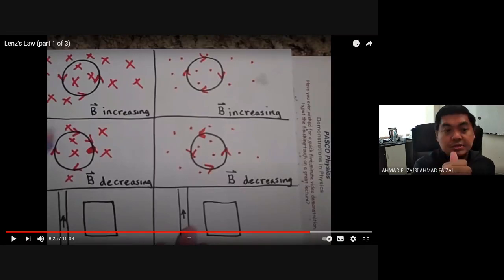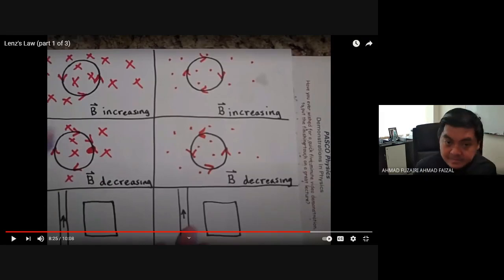So this thumb should always be pointing to yourself, and then you can see that you curl your fingers around the screen. And now you can see that the curling of your fingers is actually going to the position of counterclockwise, because you want to make sure that the induced current that you are creating should always oppose the number of magnetic field inside the loop.